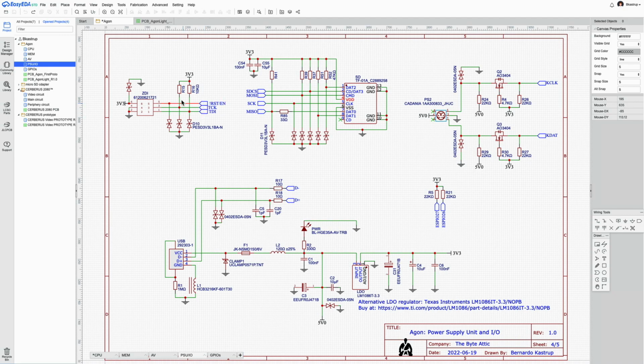That's all there is to it. You need to pull them both high. That's just the convention of the ZDI. I think these are open collector signals, but you need to pull them high just for safety. Maybe they are not open collector, but you do need to pull them high.